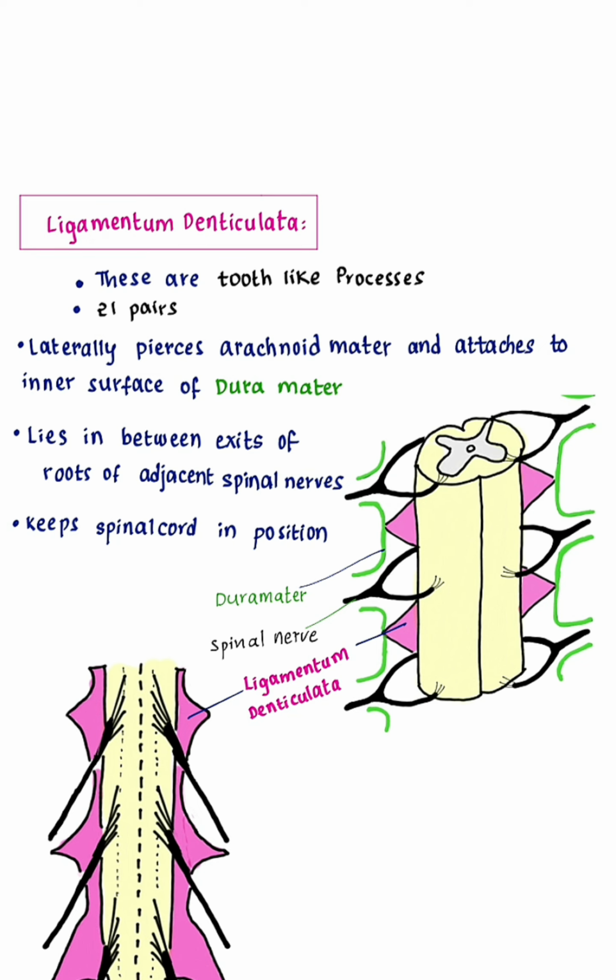Ligamentum denticulatum. These are tooth-like processes. These are 21 pairs in number. Laterally, they pierce the arachnoid mater and attach to the inner surface of the dura mater. You can see the ligamentum denticulatum attaching to the inner surface of the dura mater. They lie in between the exits of roots of adjacent spinal nerves. It keeps the spinal cord in position.